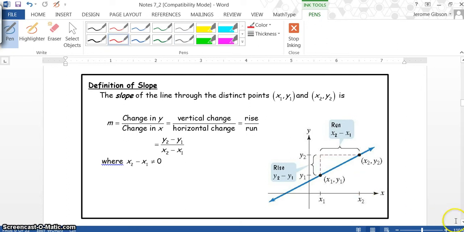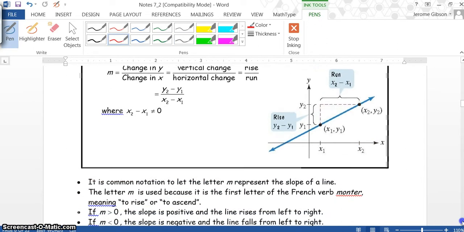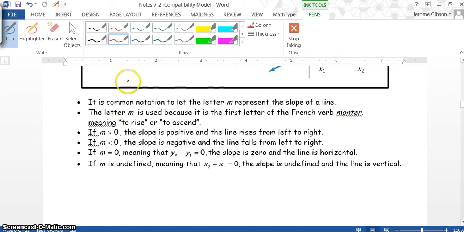Okay, class, picking up where we left off, we were looking at the rest of these bullet points. It says it is common notation to let the letter m represent the slope of a line. The letter m is used because it is the first letter of the French verb monter, meaning to rise or to ascend. If m is greater than 0, the slope is positive and the line rises from left to right.